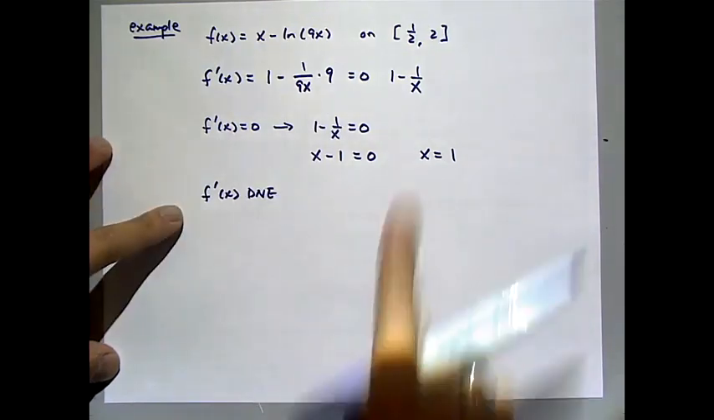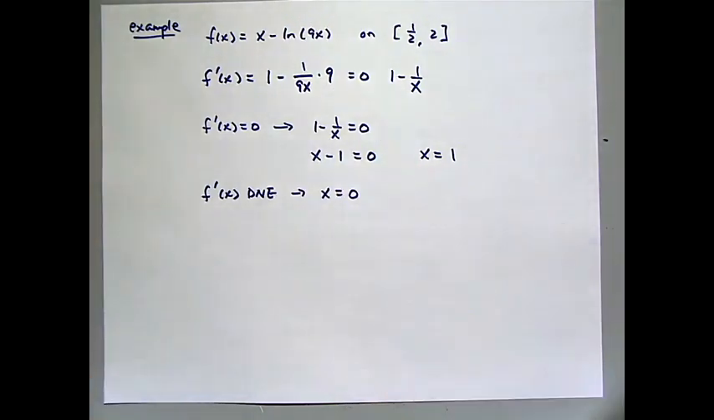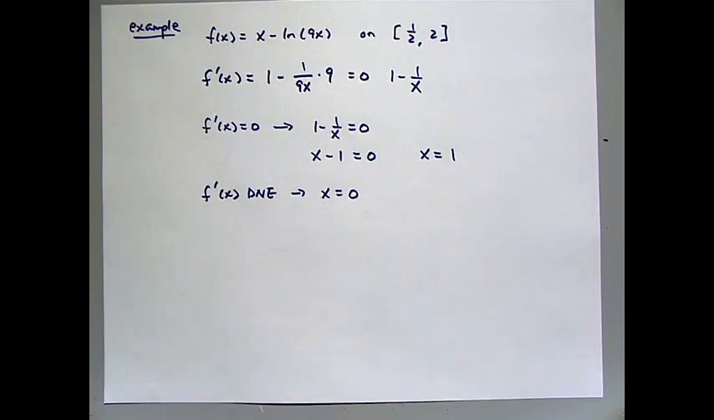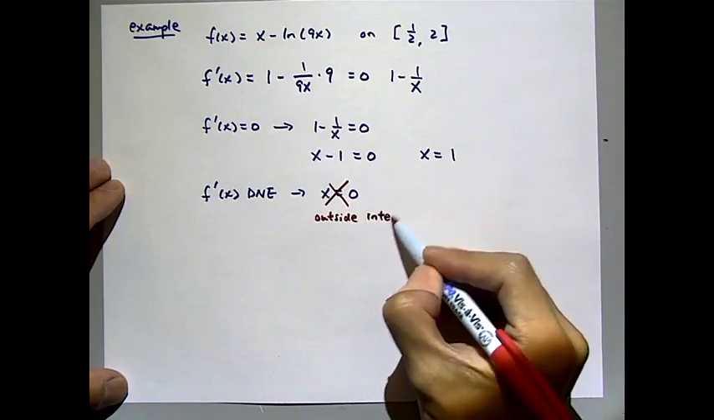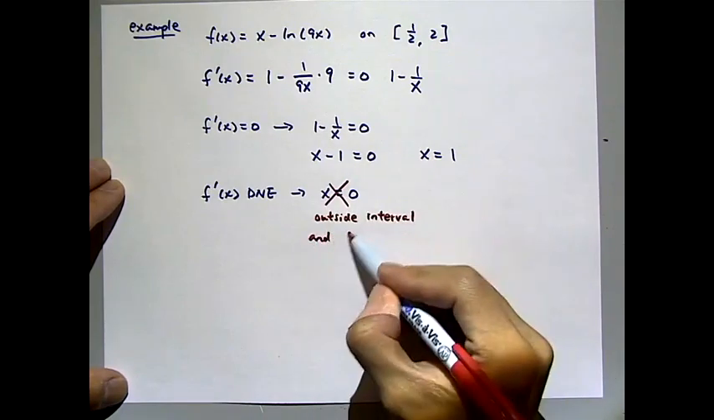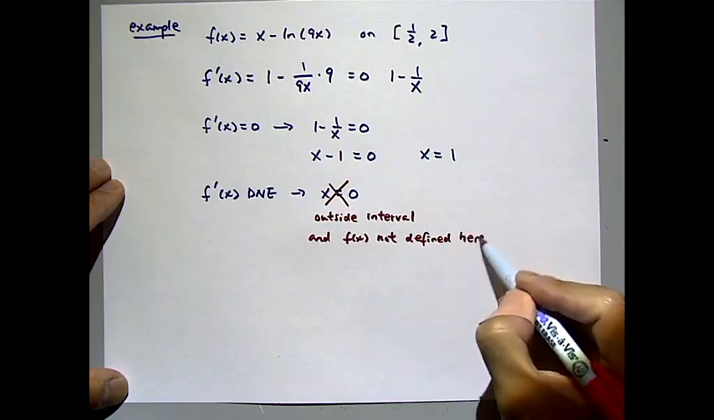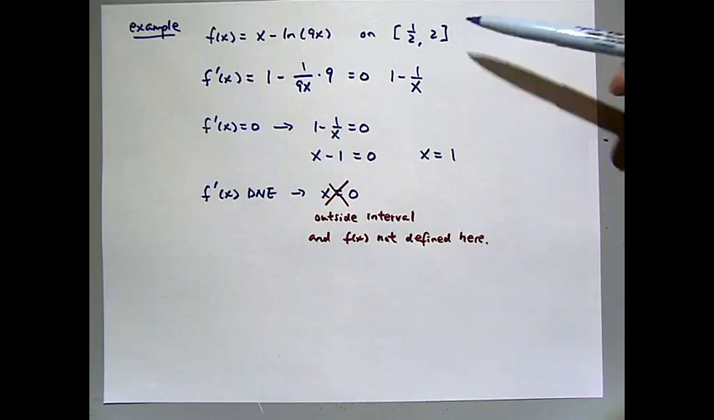F prime does not exist, very clearly happens at 0. But we throw this out for 2 reasons again. 1, it's outside the interval. 2, the function is not even defined at 0. So it cannot possibly be where the absolute max or minimum can occur. So whichever reason you use to throw it out, you got to throw it out. It's not something we want to keep. Okay, so now we have 3 values of x to check.